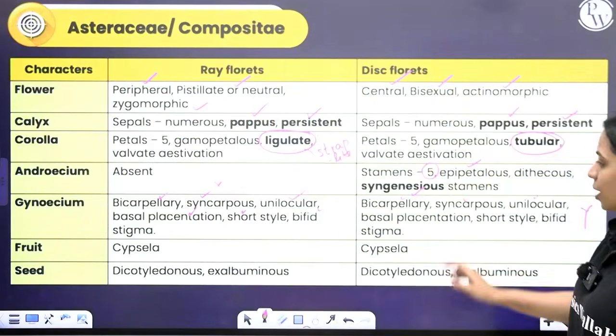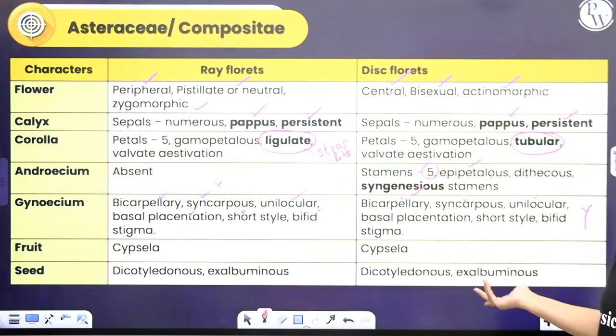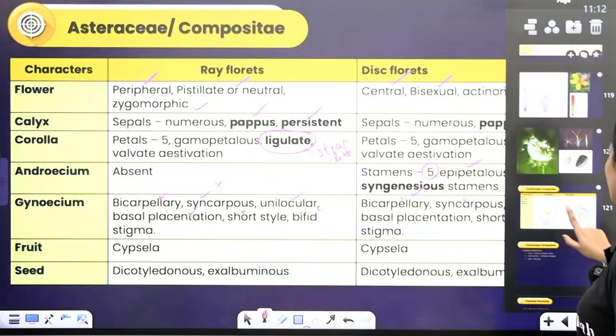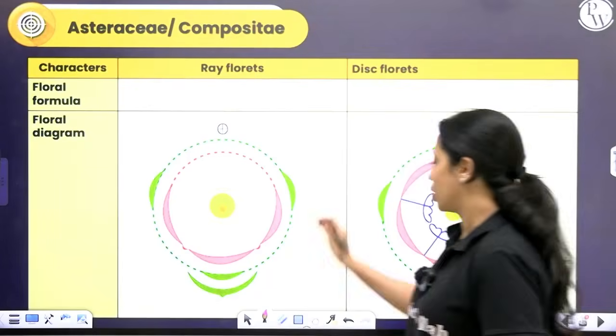Okay? And this is the dicotyledonous family. So the seeds are dicotyledonous and non-endospermic, or you can also call it ex-albuminous. Talking about its floral formula and floral diagram, let's talk about ray florets first.